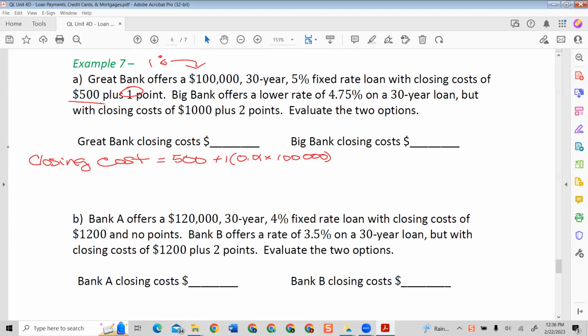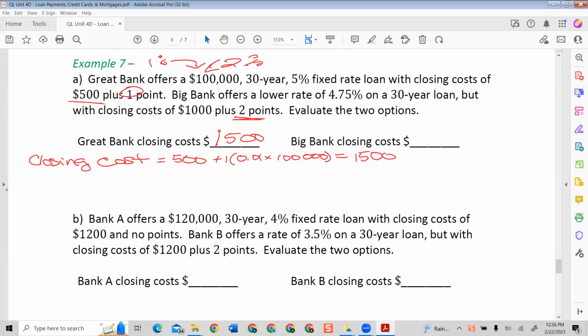Okay, so let's calculate that right quick. So I have 500 plus, in parentheses, 0.01 times 100,000. And that's going to give me 1,500. Okay. Now that's going to be this Great Bank's closing cost is 1,500. Now let's figure out the Big Bank's closing cost. We're going to do the same thing, except you notice it was 2 points. So it means it's 2% of this here.